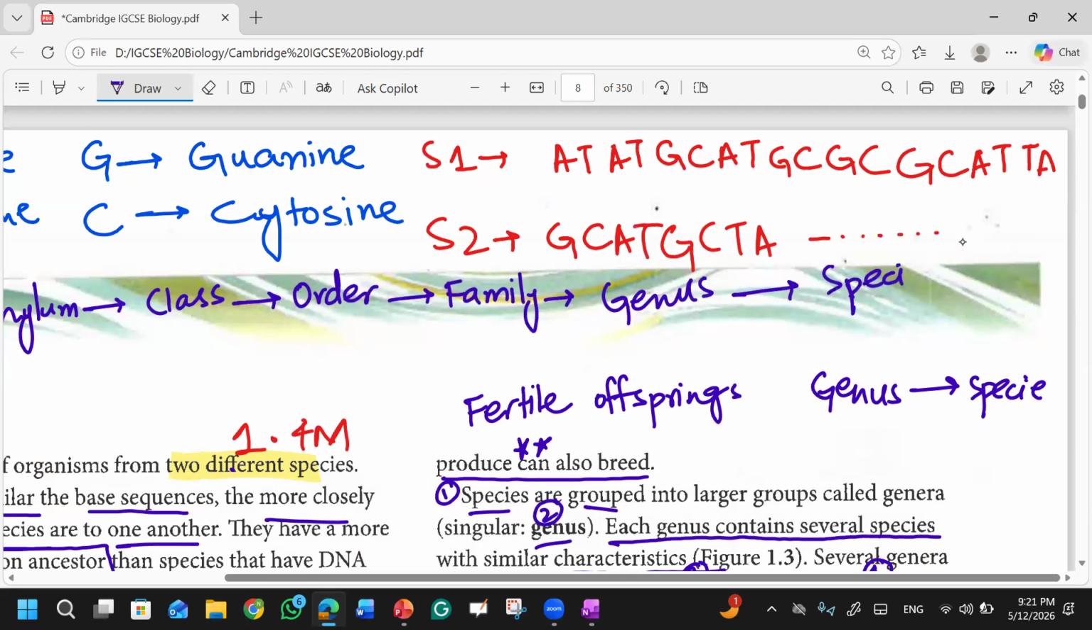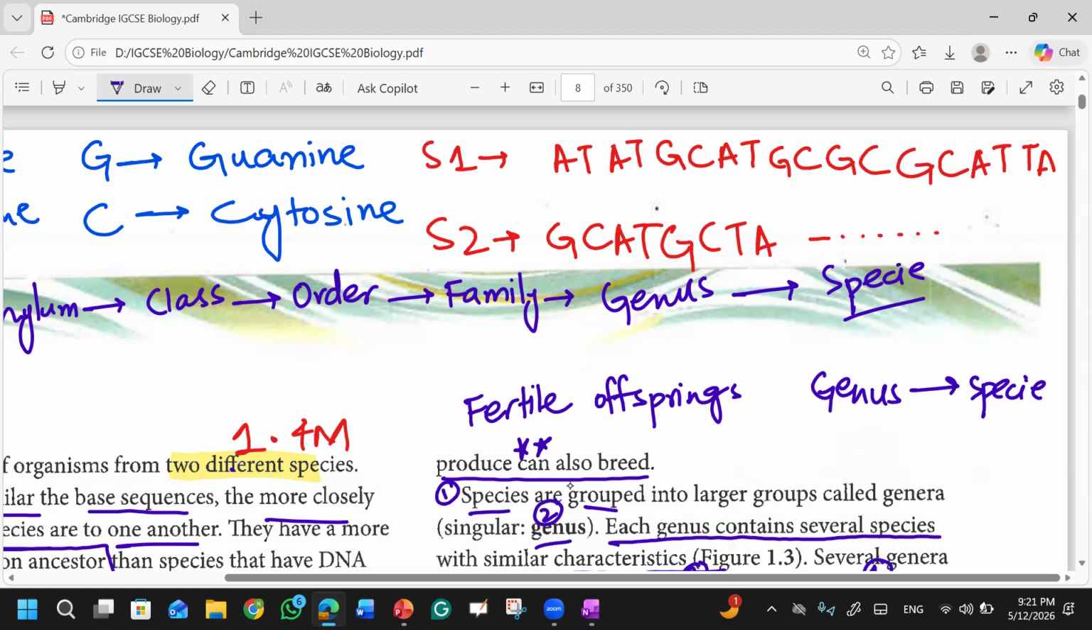Okay, starting from the species, because species is the most basic thing. You have species, and what are species? We have discussed that species are a group of organisms which can reproduce and interbreed, and their fertile offspring can further interbreed. Then from the species, you get the genus, and then you have different genus.